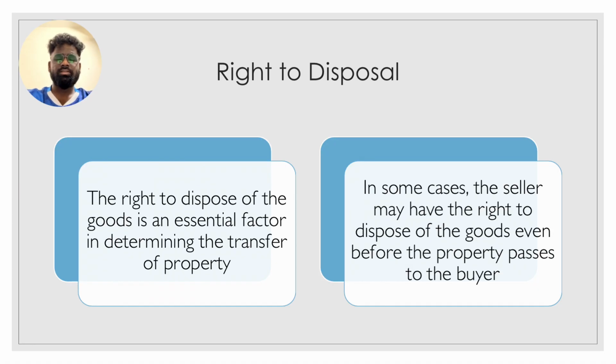These slides are about the right of disposal. The right to dispose of the goods is a major factor in deciding when ownership transfers. In some cases, the seller might keep the right to dispose of the goods, for example, to direct the shipment, even after a contract is made until certain conditions are met.